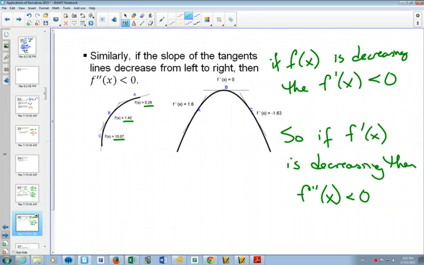Here we start with a positive slope of 1.6. Here it's at 0. Here it's a negative slope. So your derivatives are decreasing. And that's why we can draw that guy to help us remember.